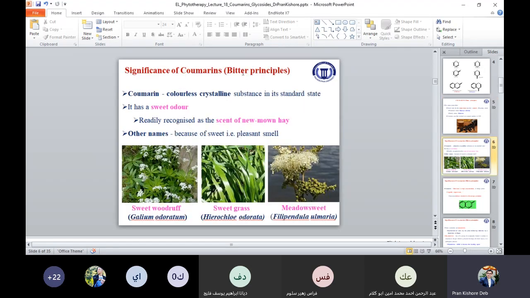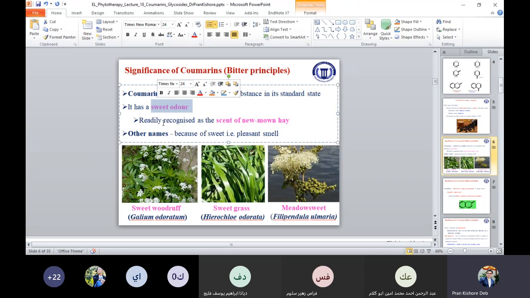Now, regarding the significance of coumarin, coumarins are actually a colorless crystalline substance in their pure state. It has a sweet characteristic odor, which is readily recognized as the scent of new mown hay. New mown hay means the new grass. There are many other names given to coumarin because of its characteristic sweet odor. The other names are sweet woodruff, sweet grass, meadow sweets. These are the other names that represent coumarin, because of the sweet smell.